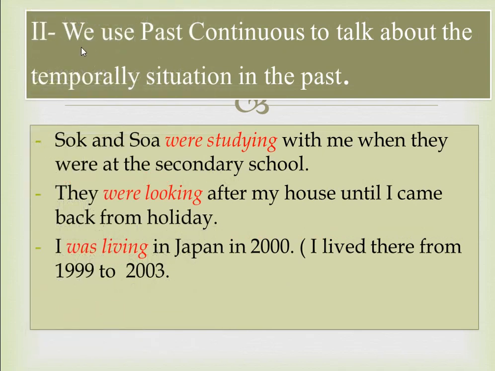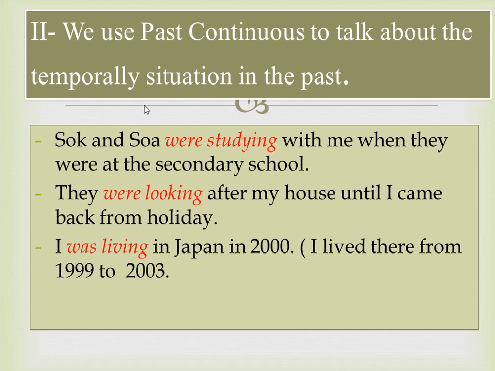And here is the second use of past continuous. We use it to talk about a temporary situation in the past. For example, Sok and Sao were studying with me when they were at secondary school. When you were at secondary school, it is just a temporary situation. You will not study in secondary school forever, you have to go to high school. So you can use it for a temporary situation in the past.